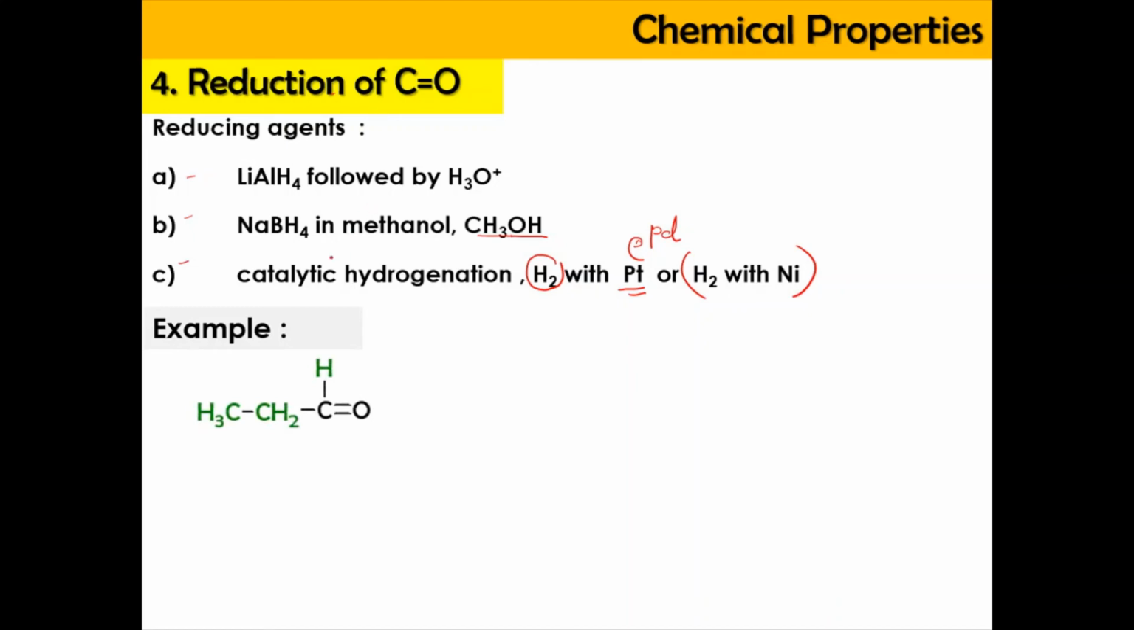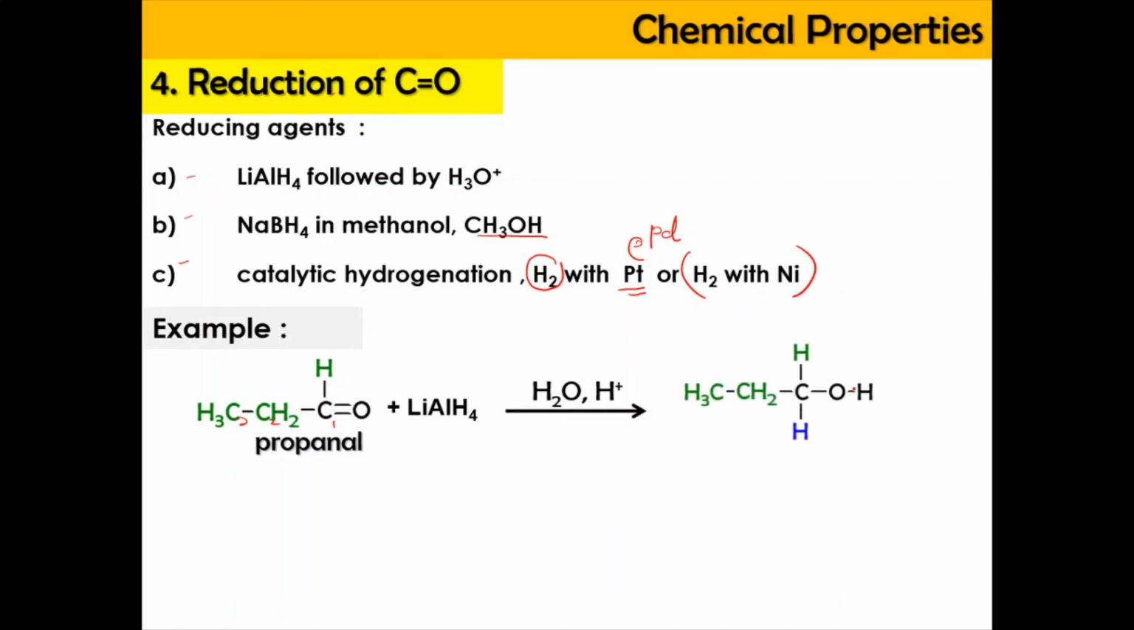So let's say you have a propanal here, which is 3 carbons, and you react that with a reducing agent of lithium aluminum hydride, followed by hydrolysis, which is H3O plus. What we're going to produce is a primary alcohol. Okay, so here is a primary alcohol, and this is known as 1-propanol.